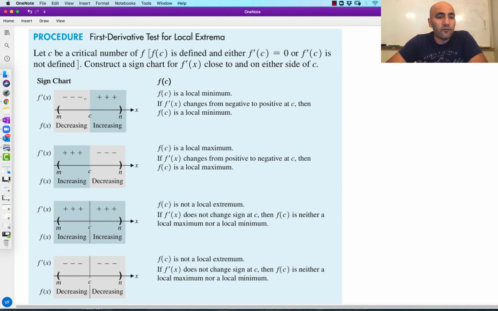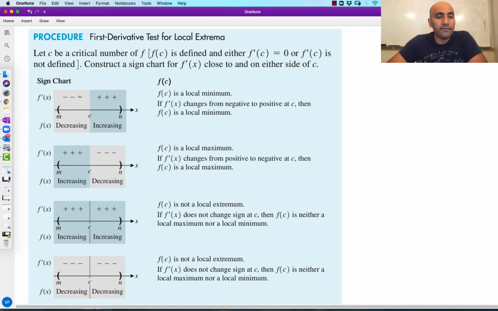So, for example, if c is a critical point, a critical number, and then we take a test point to the left and evaluate our first derivative, and it turns out that it's negative there, and then we take a test point to the right and figure out that the first derivative is positive there, then we know that the underlying function is decreasing in this zone because that first derivative is negative, and that the underlying function is increasing in this zone because the first derivative is positive.